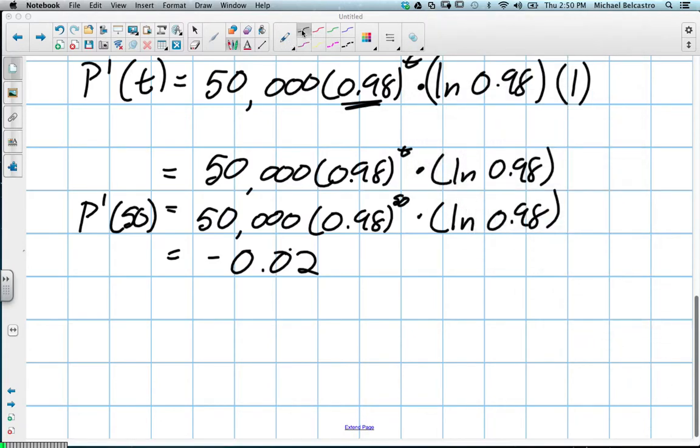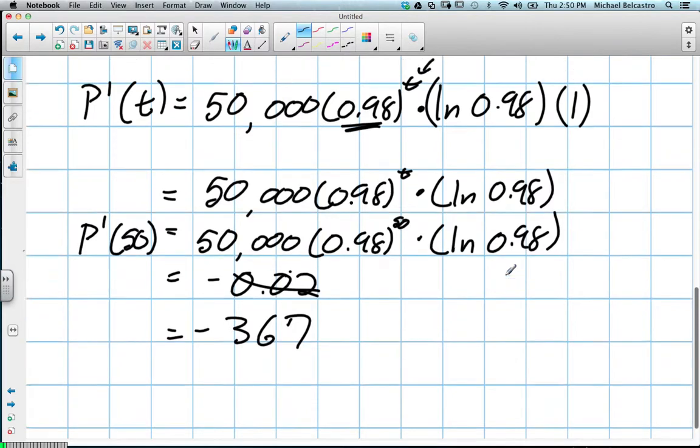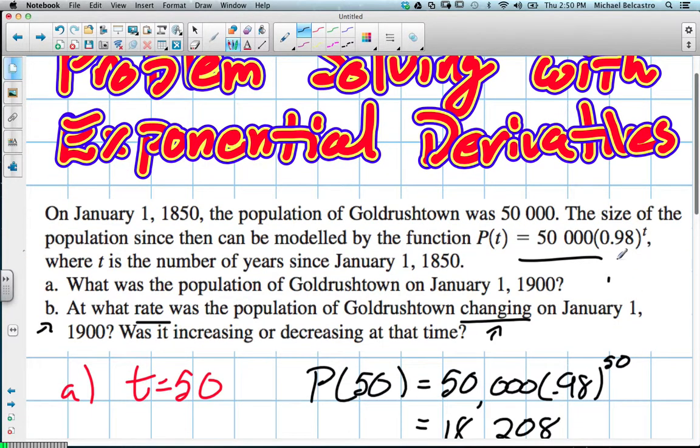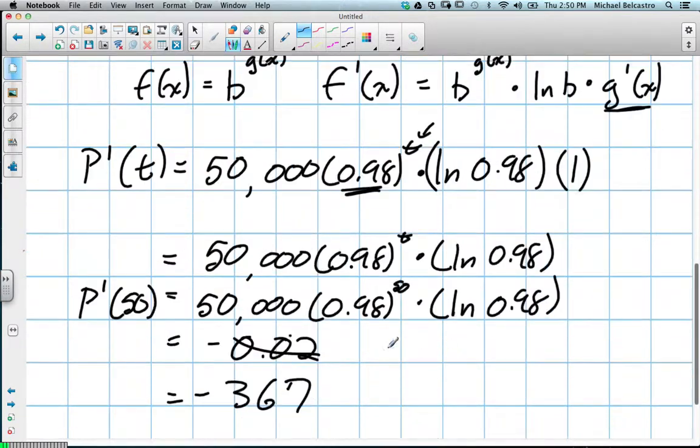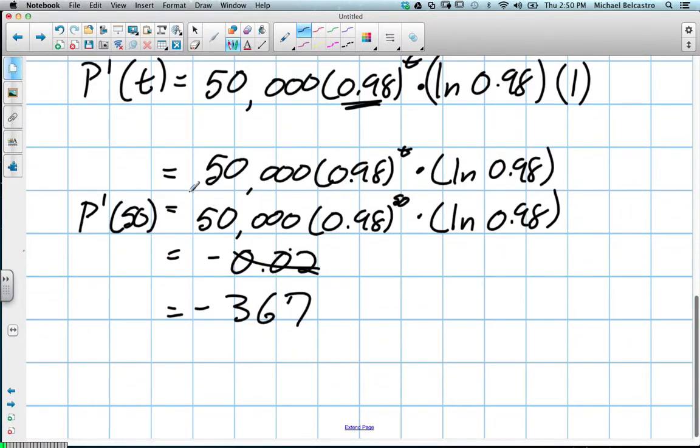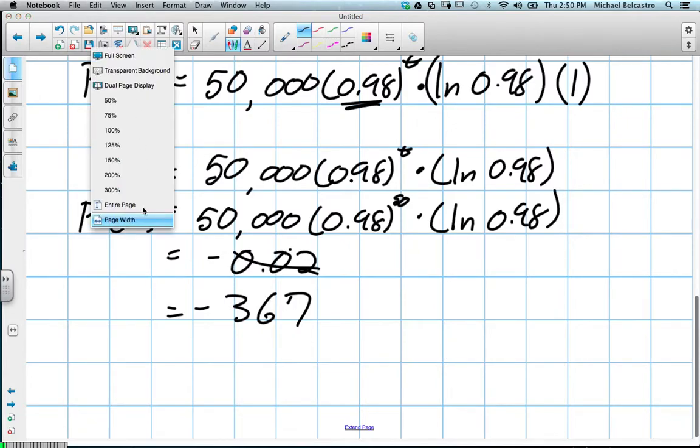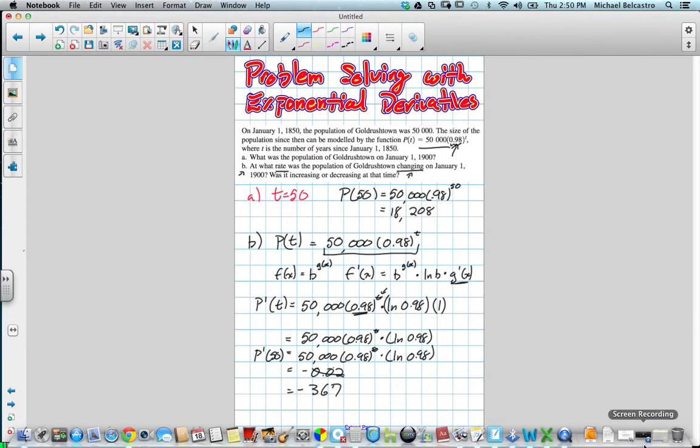Okay. This is not it. Negative 367. So at this time, our population is dropping by 367. So clearly it's decreasing. And we could have implied that because this represents a decay rate. So we knew we'd have a decreasing population by the amount of 367 people after 50 years, per year. And then in the 51st year, our rate of change would change again.